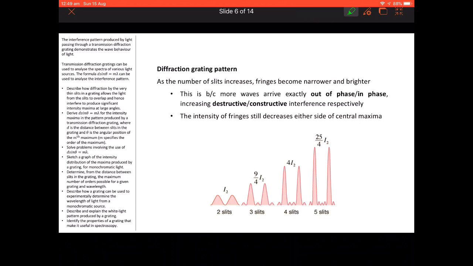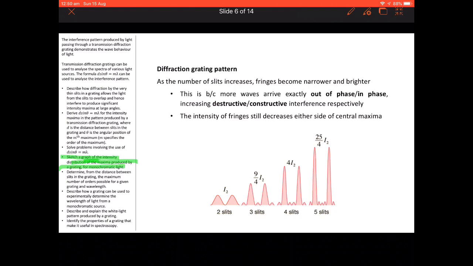So now we're looking at this success criteria here. Sketch a graph of the intensity distribution of the maxima produced by a grating for monochromatic light. So as the number of slits increases, fringes become narrower and brighter, and this is because there's more waves arriving exactly out of phase or exactly in phase, and this increases the destructive as well as constructive interference respectively.